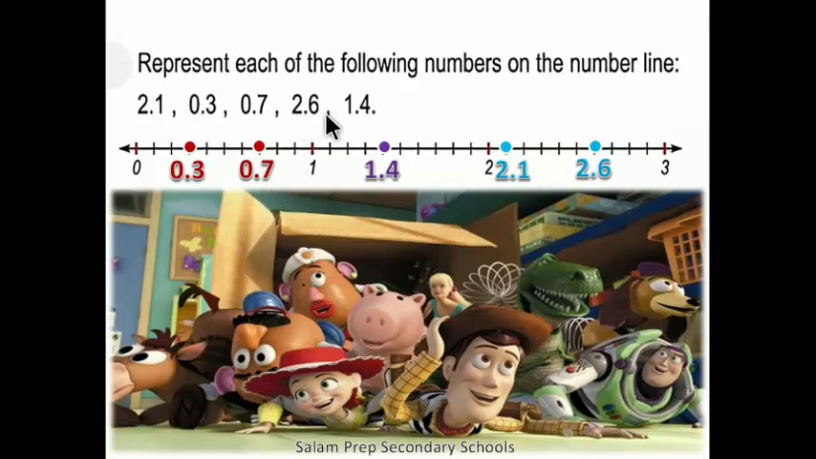2.6 means I will go to 2. 6 tenths means I will jump 6 steps. 1, 2, 3, 4, 5, 6. This is 2.6. 1.4, I will go to 1. The whole number is 1. 4 tenths means I will jump 4 steps. 1, 2, 3, 4. I will put 1.4 here.